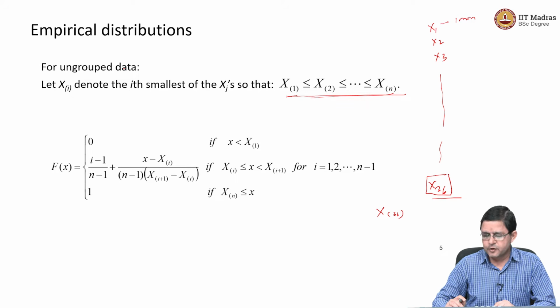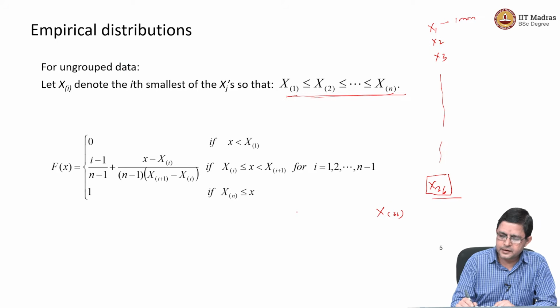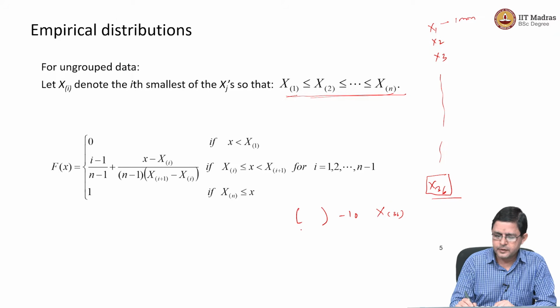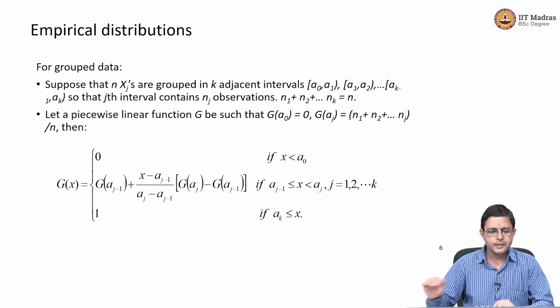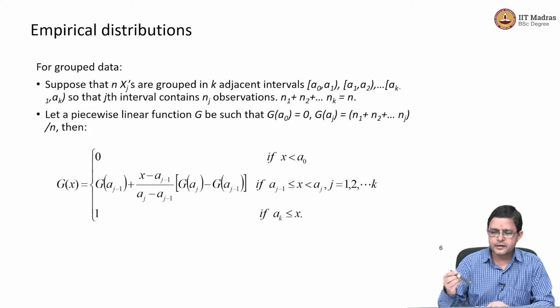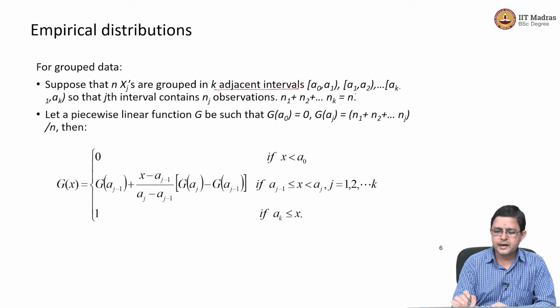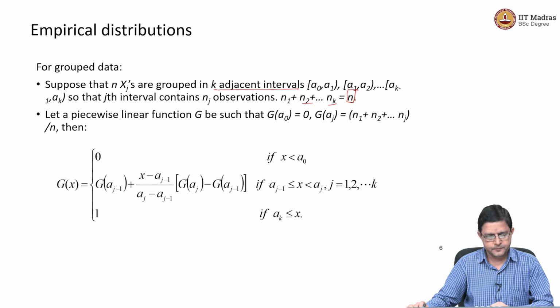Now, if the data were grouped, meaning that I only know that in this interval I have 10 values, in the other interval I have some 8 values, in some other interval I have some 5 values. If I have grouped data, so let us say we define k intervals. I know that in the first interval I have n1 values, in the second interval n2 values, in the third interval n3 values, in the kth interval nk values, and that gives me my total sample size of n.